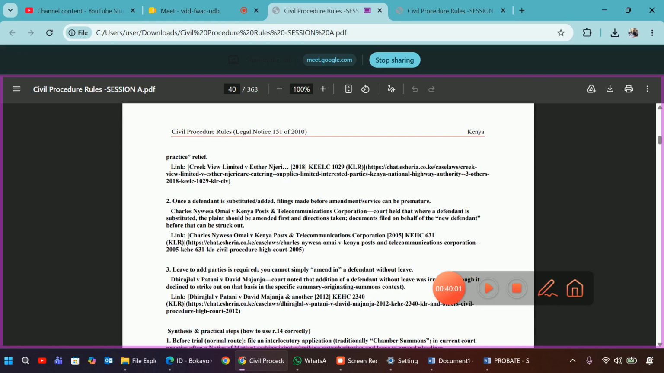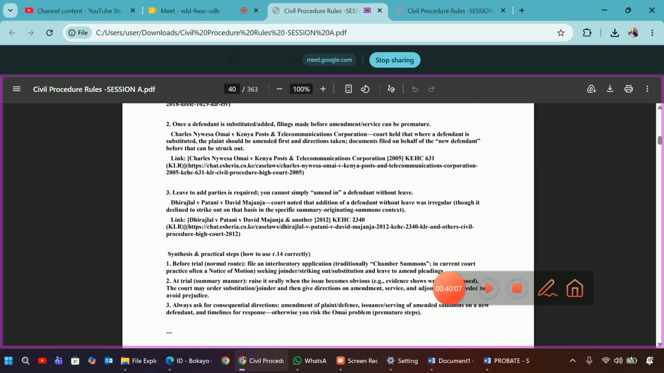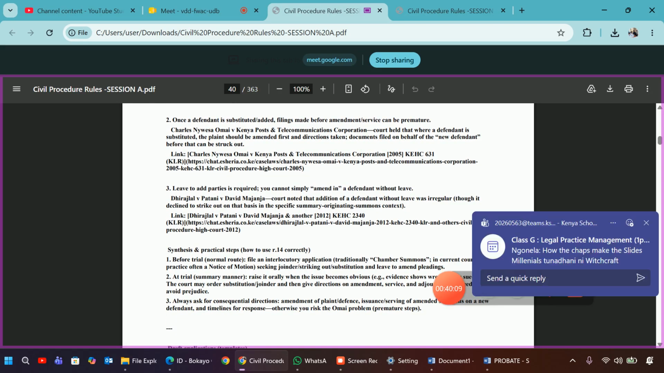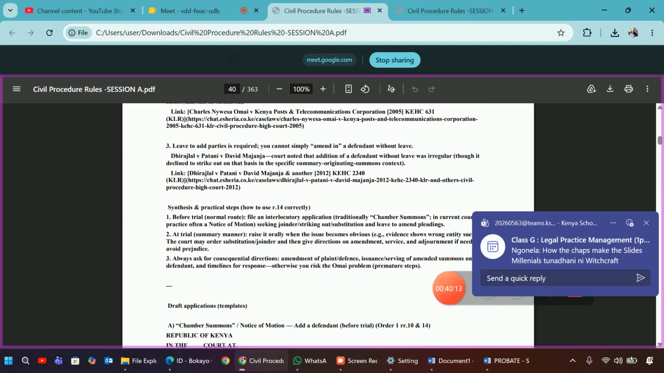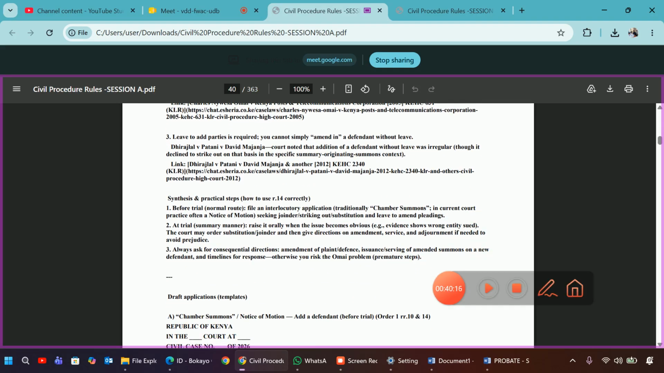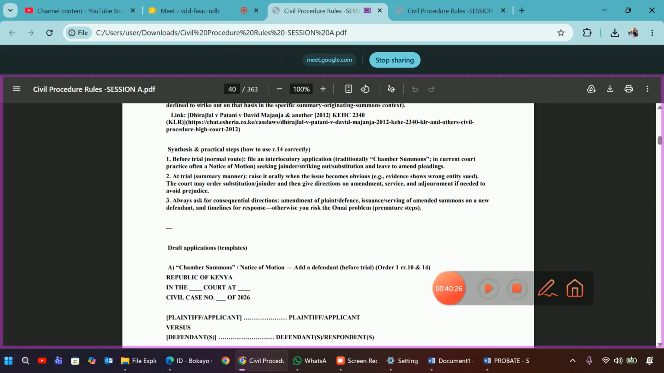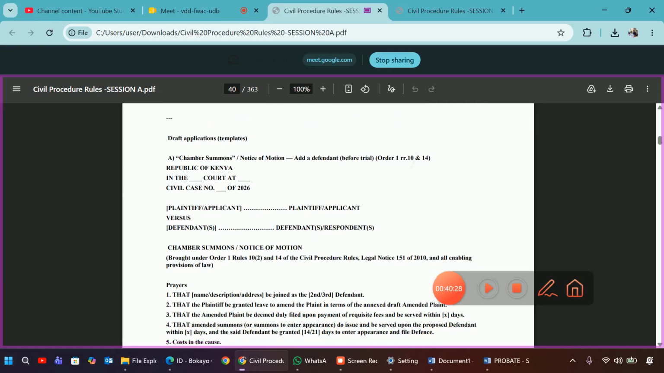Then once a defendant is substituted or added, filings made before amendment or service can be premature. Leave to add parties is required. You cannot simply amend in a defendant without leave. So generally, before trial, this is the normal rule: file an interlocutory application under chamber summons, and at trial, in a summary manner, you can use an oral or make a normal application.